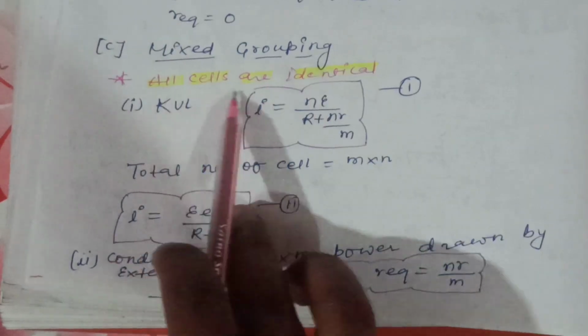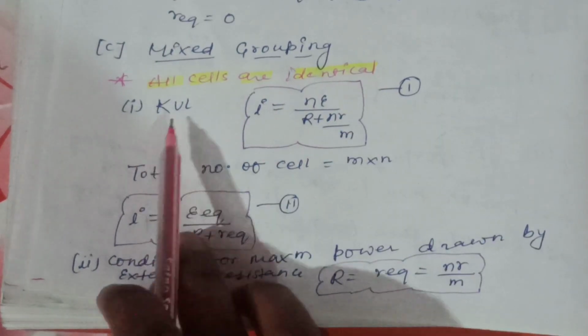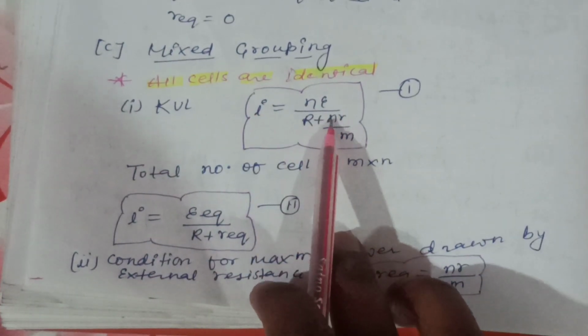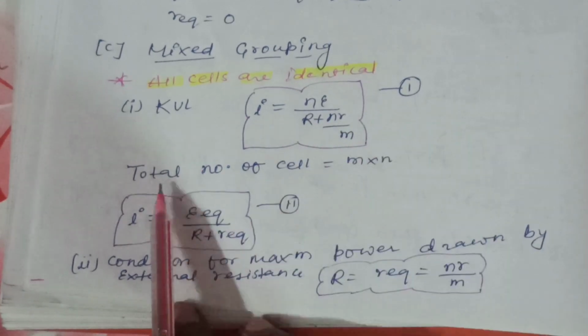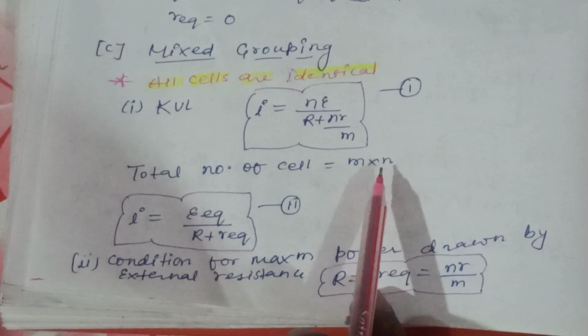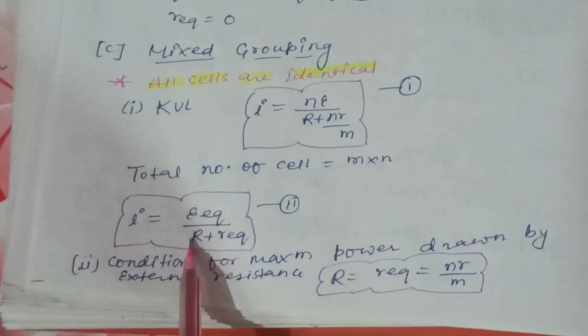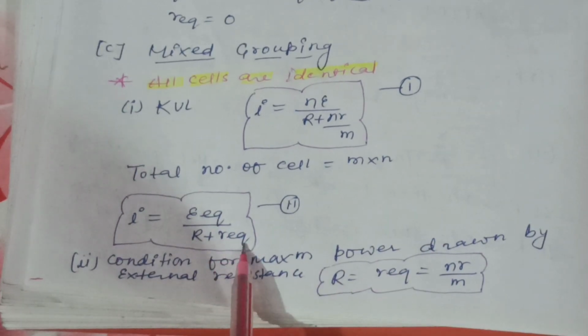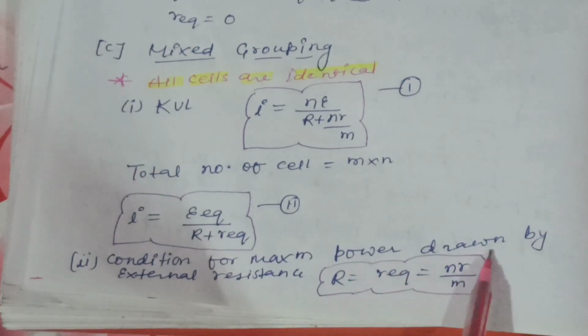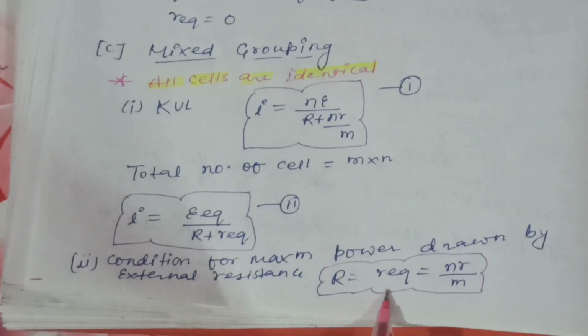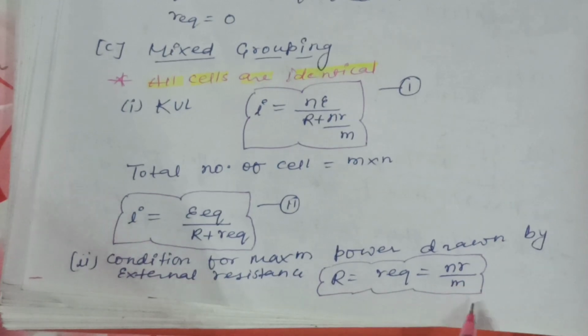Mixed grouping, all cells identical. KVL: I is equal to NE upon R plus NR upon M. Total number of cells is equal to M into N. I is equal to E equivalent upon R plus R equivalent. Condition for maximum power drawn by external resistance: R is equal to R equivalent is equal to NR upon M.